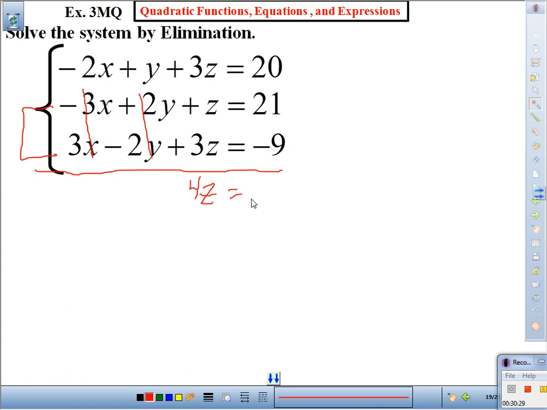21 minus 9, divide by 4, z equals 3. Did we get that on the first example that we did? Yes.